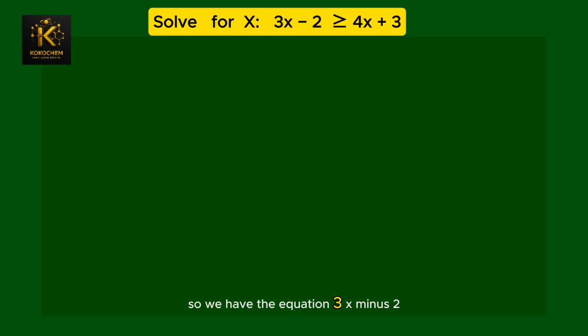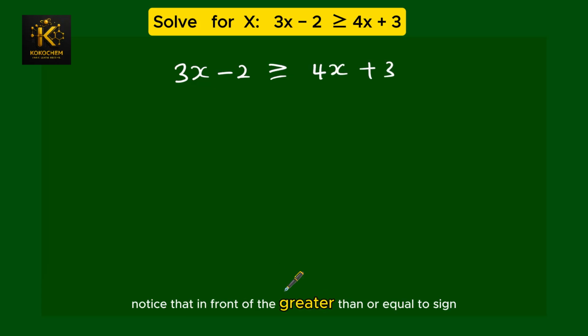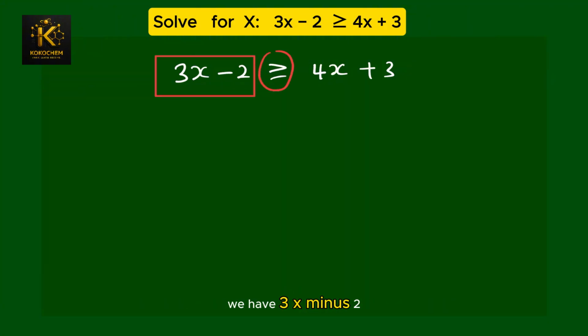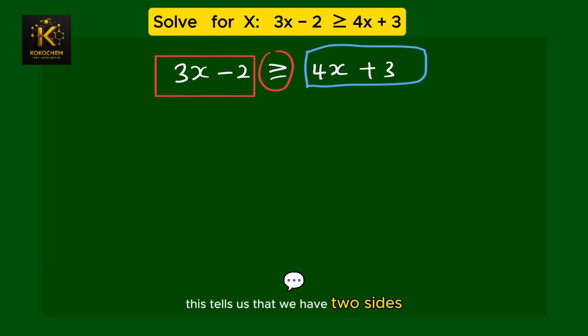So we have the inequality 3x minus 2 greater than or equal to 4x plus 3. Before you do anything else, notice that in front of the greater than or equal to sign, we have 3x minus 2. And behind the greater than or equal to sign, we have 4x plus 3. This tells us that we have two sides.